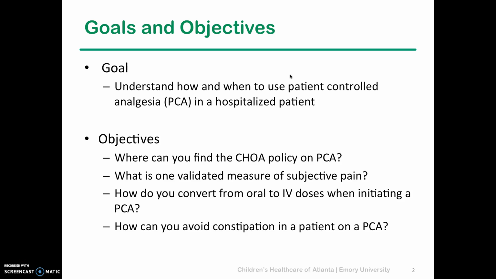The goal of this talk is to have the audience understand how and when to use patient-controlled analgesia in a hospitalized patient. By the end of this talk, the audience should be able to answer the following questions. Where can you find the CHOA policy on PCA? What is one validated measure of subjective pain? How do you convert from oral to IV doses of opioids when initiating a PCA in a patient who has uncontrolled pain? And finally, how can you avoid constipation, an all too common side effect in patients on opioids, in a patient who has started on a PCA?